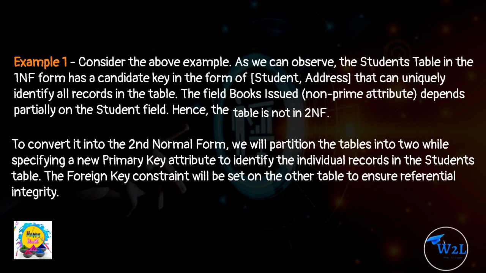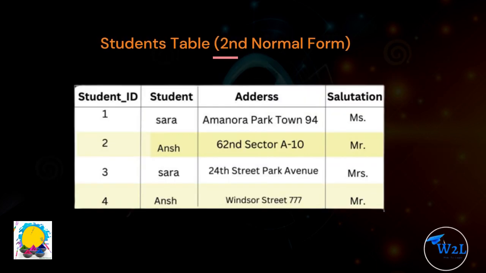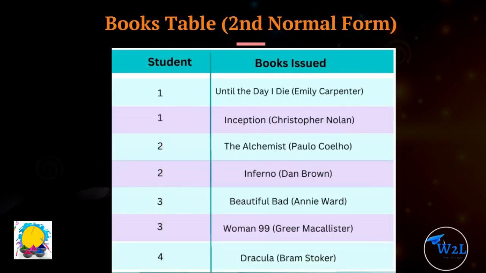As we can observe, the students table in the 1NF form has a candidate key in the form of student, address that can uniquely identify all records in the table. The field books issued, a non-prime attribute, depends partially on the student field. Hence, the table is not in 2NF. To convert it into the second normal form, we will partition the table into two while specifying a new primary key attribute to identify the individual records in the students table. The foreign key constraint will be set on the other table to ensure referential integrity. Students table, second normal form. Books table, second normal form.